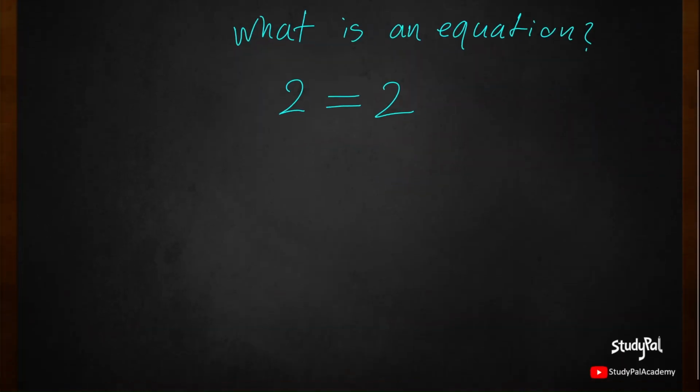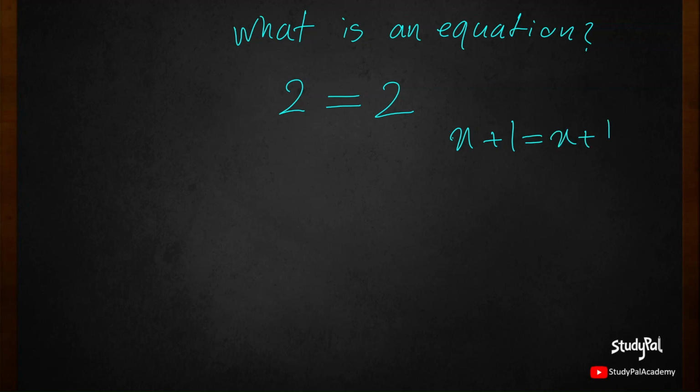Another example: x plus 1, where x is a variable. What does that mean? It means that x can be anything. You can choose a number. For example, x can be 2, can be 3, can be the square root of 2, or whatever. So x plus 1 equals x plus 1. This is an identity. This is always true, no matter what x is. For example, put x equals 0. 0 plus 1 is 0 plus 1.